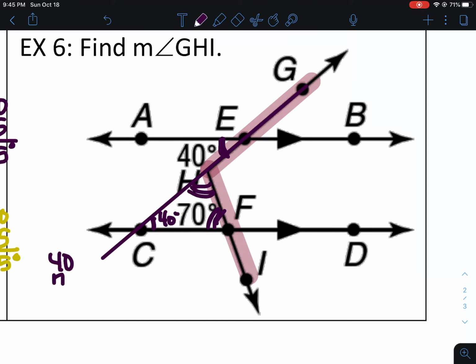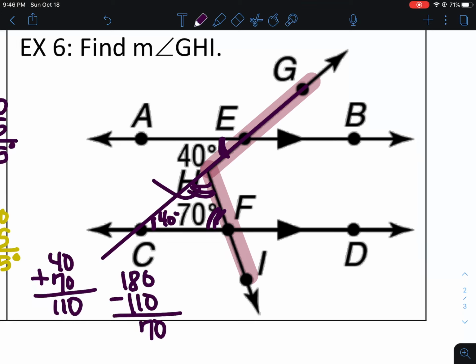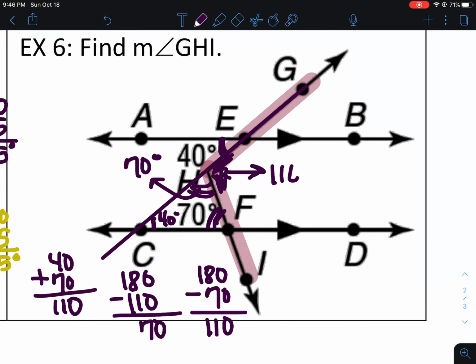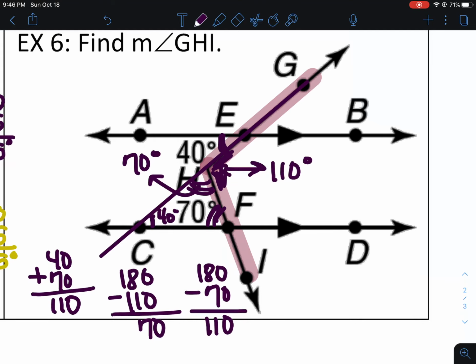So we have 40 and 70. We add them together to get 110. Then we subtract that from 180 to get 70. So this angle is 70 degrees as well. Now to figure out this missing angle, we need to take that 70 from 180, which gives 110. Again, not a coincidence, but we'll get into that later. So the measure of GHI is 110 degrees.